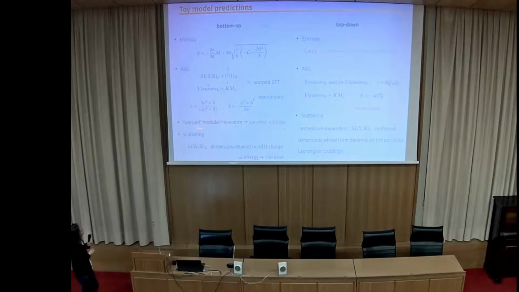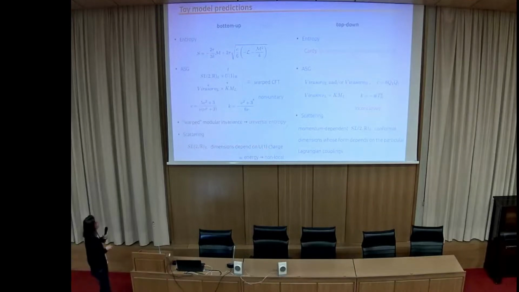And then one nice thing about it is that one can show that theories with such an enhancement pattern possess some sort of warped modular invariance, and they have a universal entropy. And this universal entropy, this modular invariance, precisely explains this. Okay? And scattering, you get something that depends on the U1 charge. For them, U1 charge is energy, so you get non-local stuff.